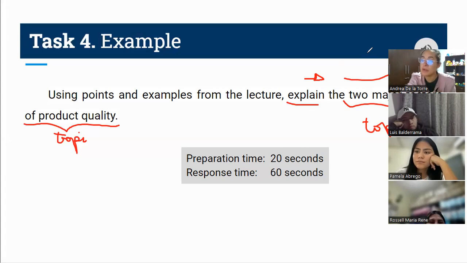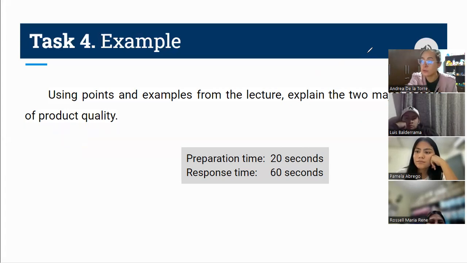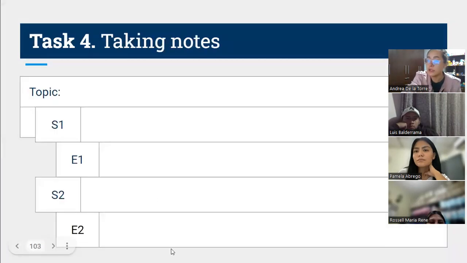Okay? But I wanted to say that as well. Don't take any notes from the introduction. You will use the question when you speak. So here in our notes, I'm gonna say the question was about the two major factors of product quality.